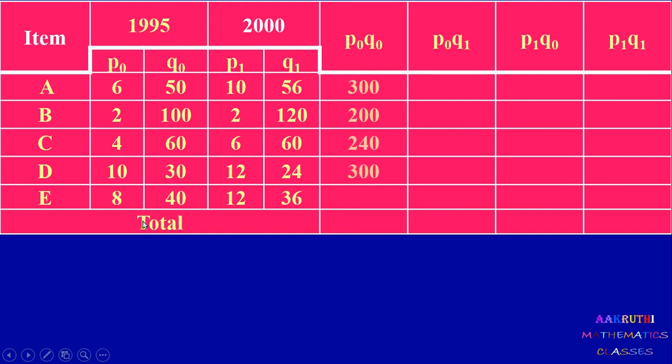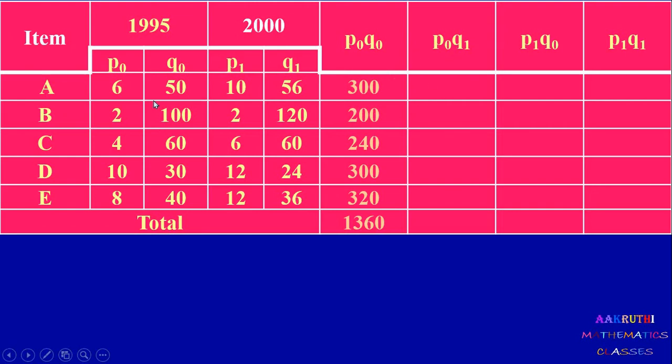10 into 30 is 300. And 8 into 40 is 320. So adding all this, we get summation of P0 Q0, and summation of P0 Q0 is 1360. Then we calculate P0 Q1.